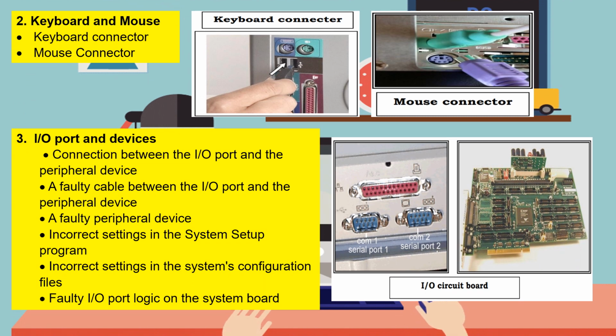Number 2. Keyboard and mouse. We have the keyboard connector and the mouse connector. Number 3. I/O port and devices. Connection between the I/O port and the peripheral device. A faulty cable between the I/O port and the peripheral device. A faulty peripheral device. Incorrect settings in the system setup program. Incorrect settings in the system's configuration files and faulty I/O port logic on the system board.